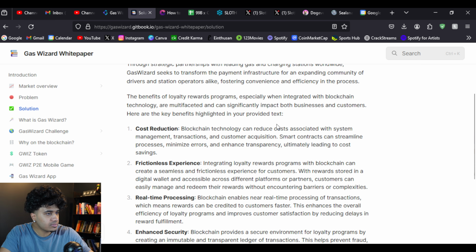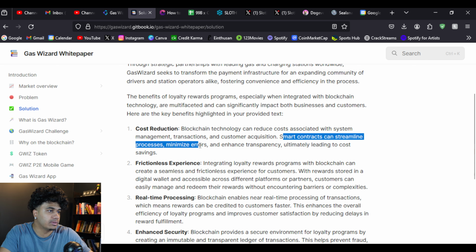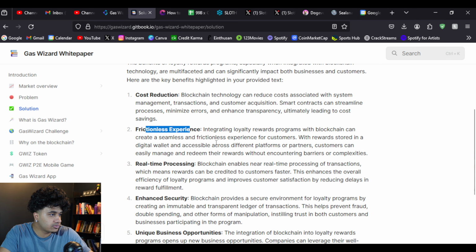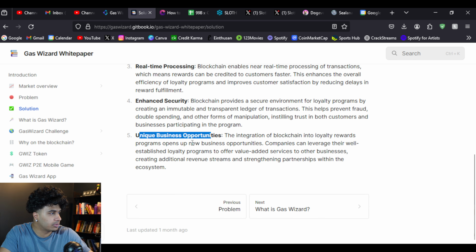Okay, so, guys, the main benefits. Cost reduction. This will reduce costs associated with system management, transactions, and customer acquisition. And smart contracts will make things a lot better. The next thing is a frictionless experience: real-time processing, enhanced security, and unique business opportunities.